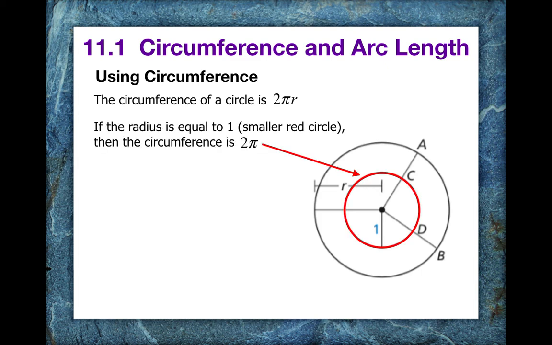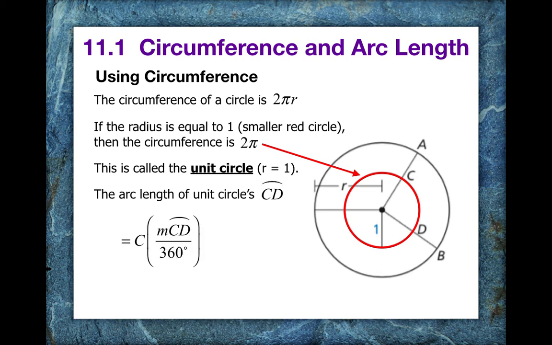If I had a radius of just 1, so here's 1, and it goes through C and D, then the circumference is exactly 2 pi because r is 1. So this is 2 pi all the way around a circle that has radius 1. We call this special circle the unit circle. Unit meaning 1 unit. So r equals 1.